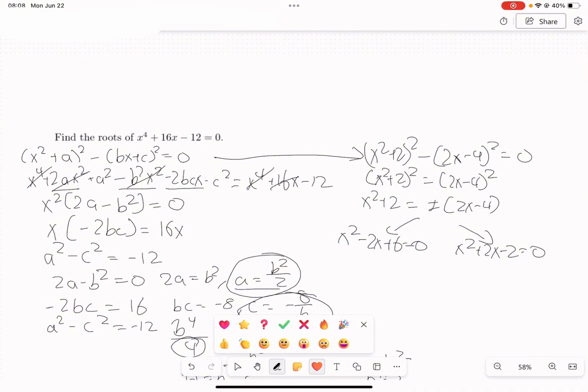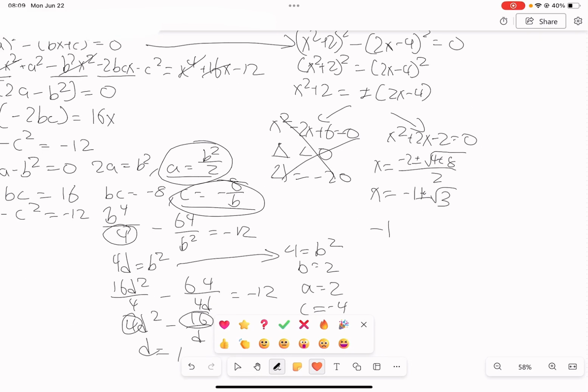The first thing I'll end up noticing is that in this first one, the discriminant is less than 0. It is negative 20. So we can just ignore this one, because it will not give us real roots. This problem doesn't specify it, but it is only looking for real roots. In this one, we can just plug it into the quadratic formula and get that the roots are x equals negative 1 plus or minus root 3. And that is our answer.